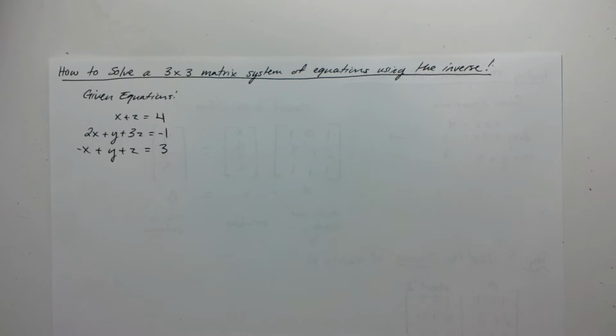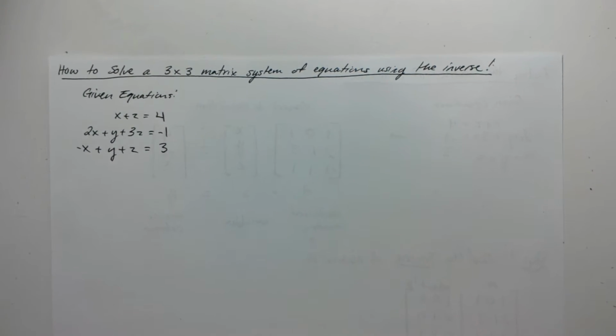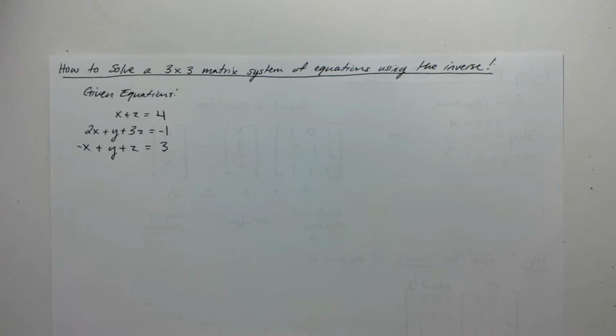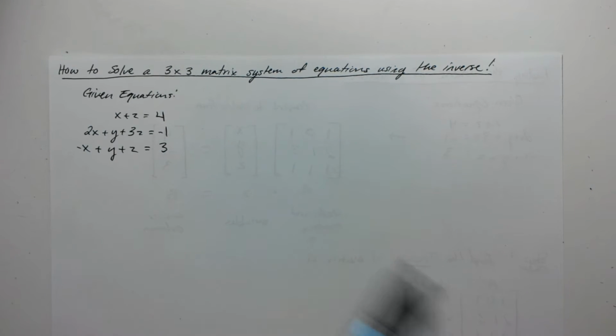Okay, so this is how to solve a 3x3 matrix system of equations using the inverse. So I'm pulling from the inverse that I already calculated. This is the same given equations as previously, and I'm really just going to pull from it. I'm not going to show you how to find the inverse because I already did that, and I'm using the exact same inverse.